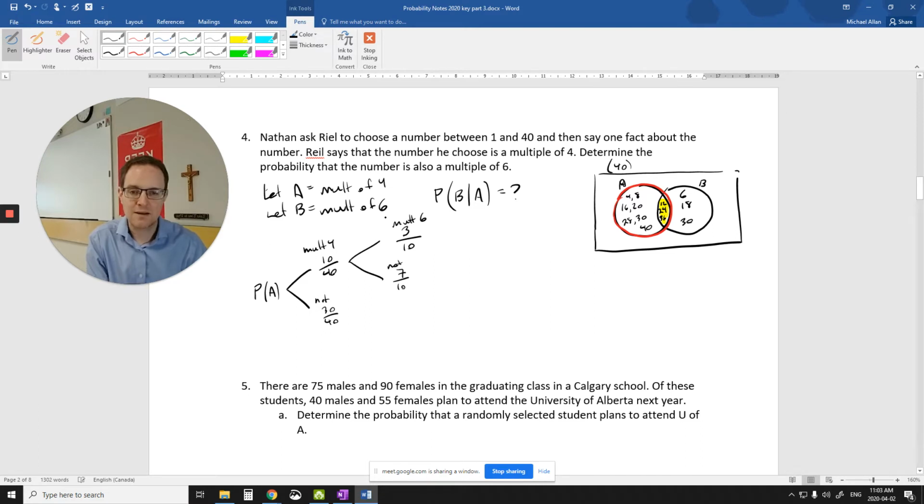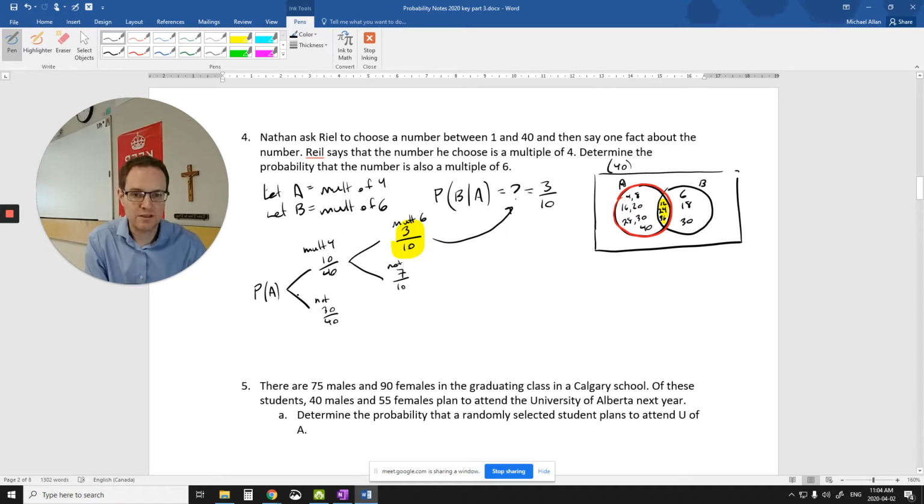But again, I'm only worried about this situation. I'm worried about this one right here, that is the probability that it is a multiple of 6 if I already know it's a multiple of 4. So that's that probability there.